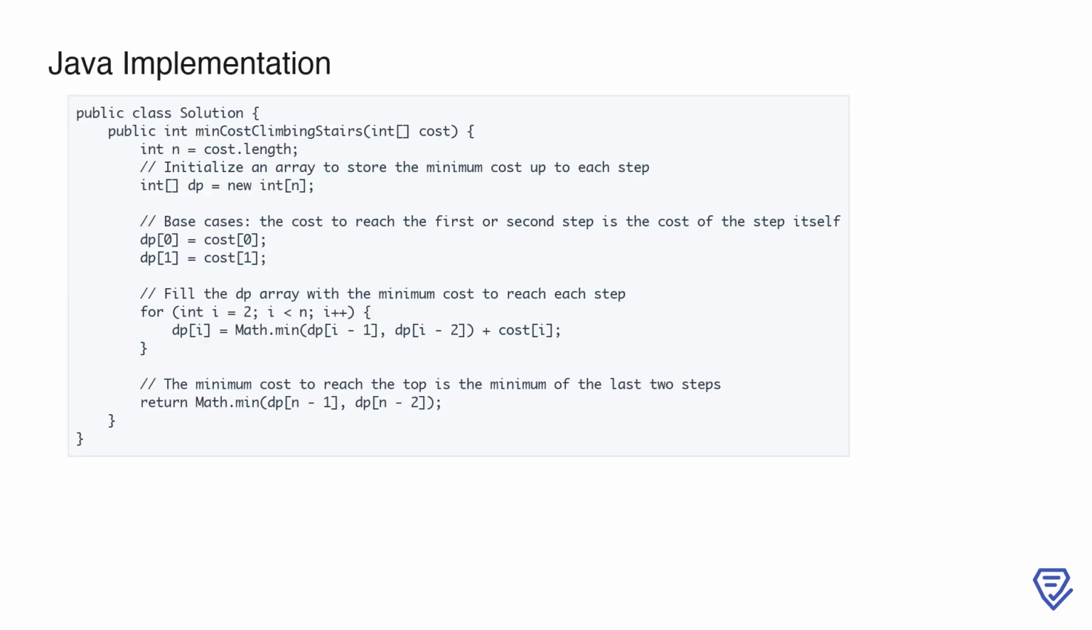It is efficient and scales well for large input sizes. This is the Java implementation of the min cost climbing stairs problem. The solution mirrors the Python logic, using a dynamic programming approach where we calculate the minimum cost to reach each step iteratively. Key differences in Java include explicit type declarations, e.g., int, for arrays, and the use of Java's Math.min method for comparisons. The base cases and iterative filling of the dp array ensure an efficient solution, with the final result being the minimum cost to reach the top of the stairs.